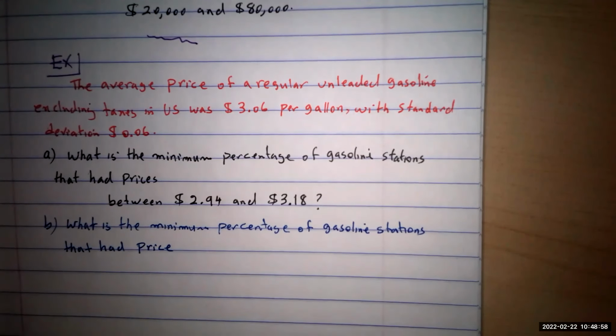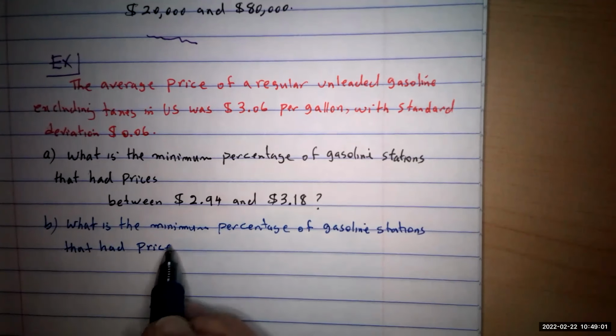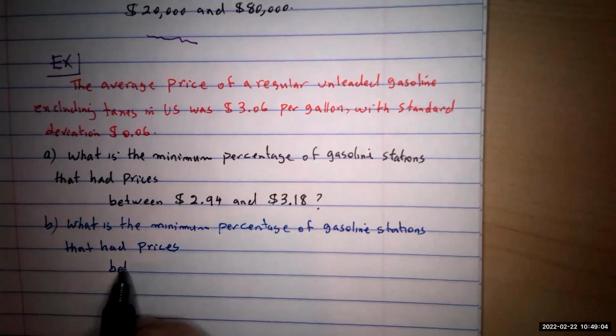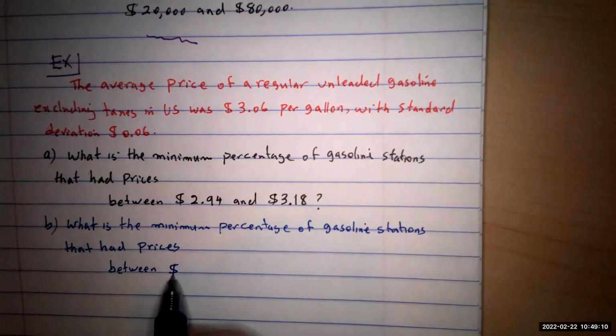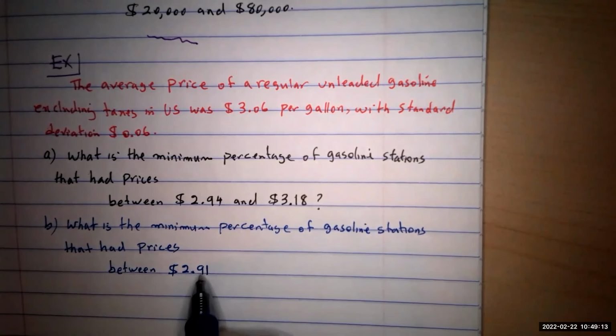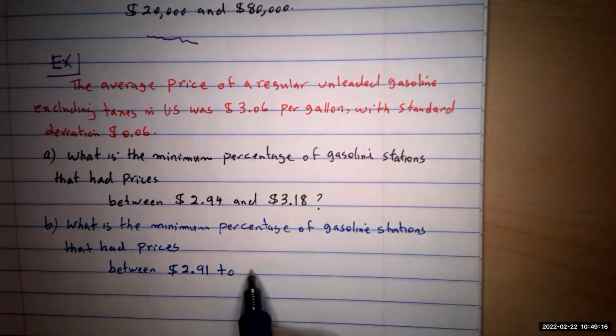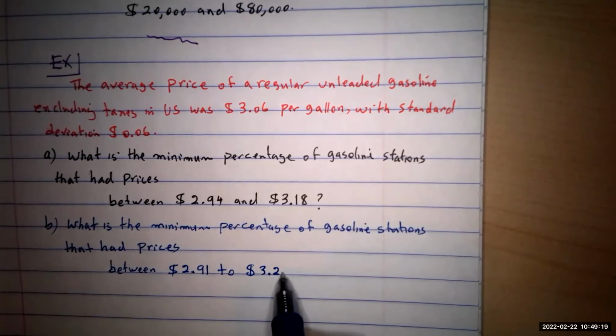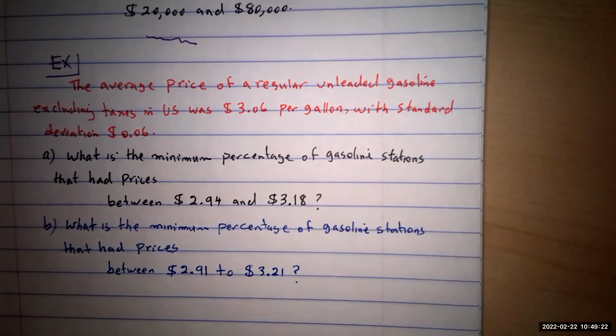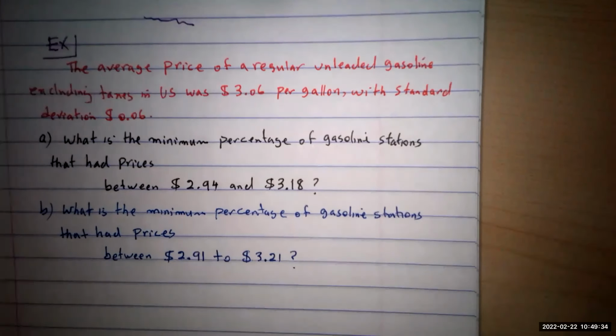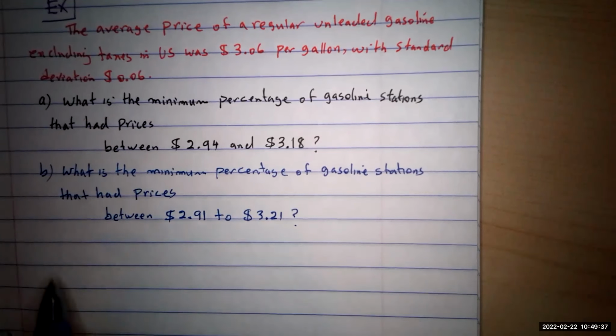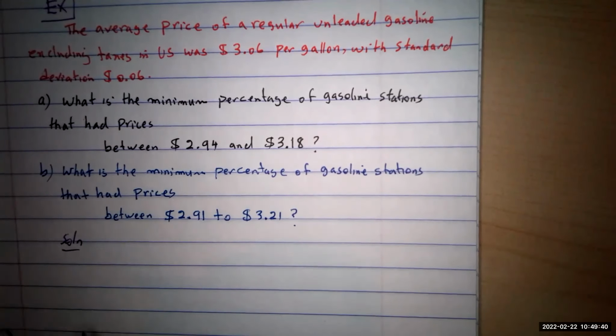What's the price range this time? The prices are between $2.91 and $3.21. So that's going to be the new range. The range is given, you ask for the K. I just want to let you know that generally this is how we're going to do it.